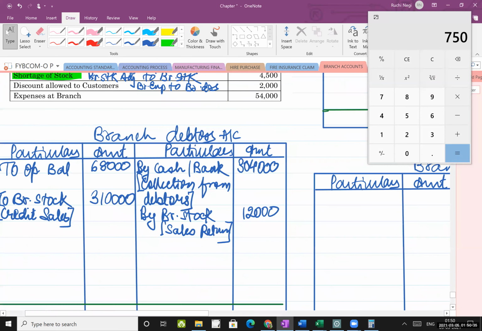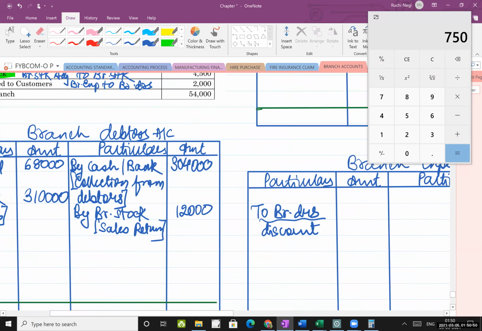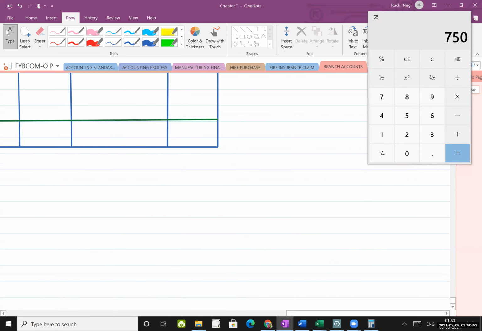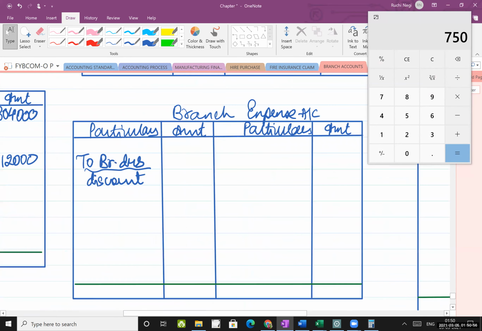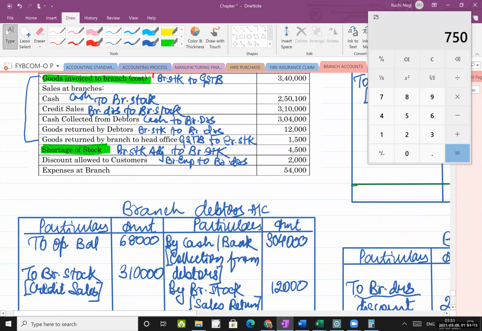So branch expense to branch debtors, please write it here. Branch expense to branch debtors. Okay, this is the discount entry. How much? 2,000. The second effect will come in debtors: by branch expense. You can mention in bracket discount 2000.